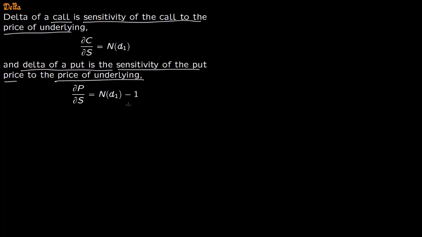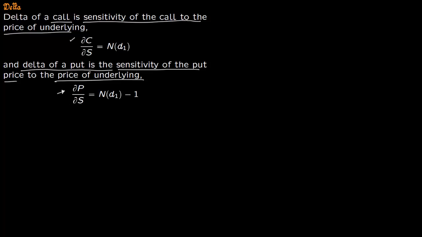So what does delta actually measure? Delta measures, if the price of the underlying, which could be a stock, commodity, or a financial instrument, changes by a small amount, then by how much the price of the call or the put option will change. So this measures the change in the price of the call option for a unit change in the price of the underlying. This measures the change in the price of the put option for a unit change in the price of the underlying.